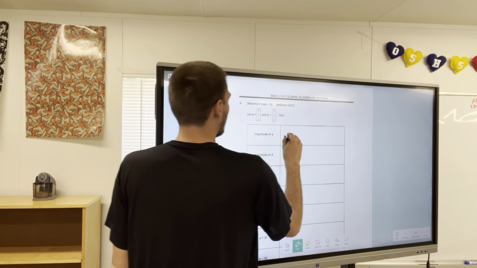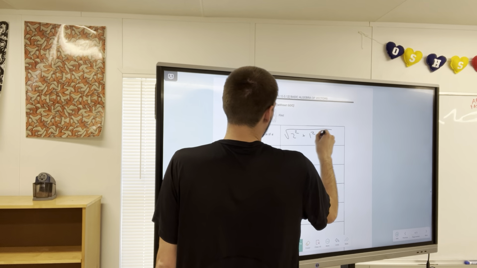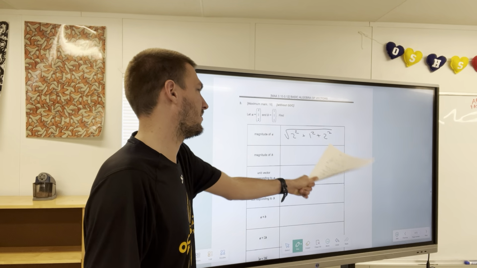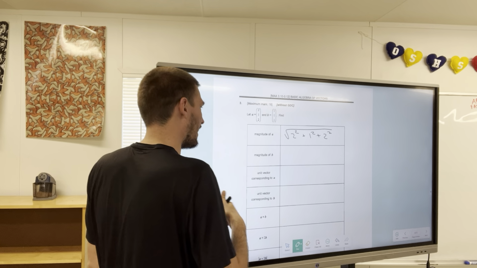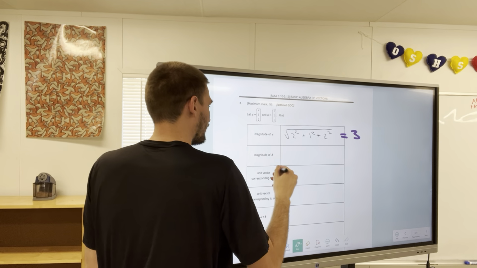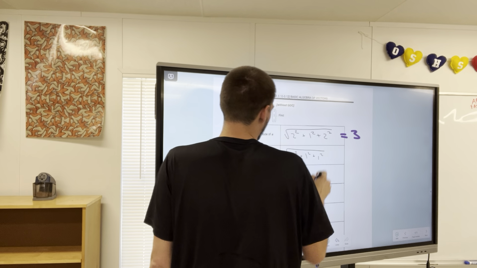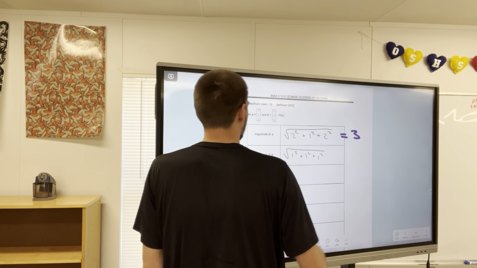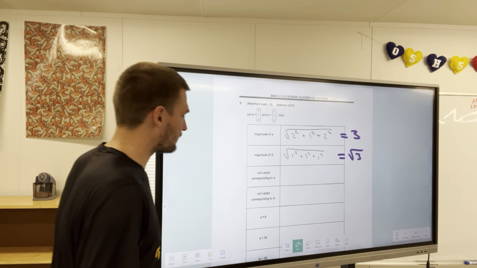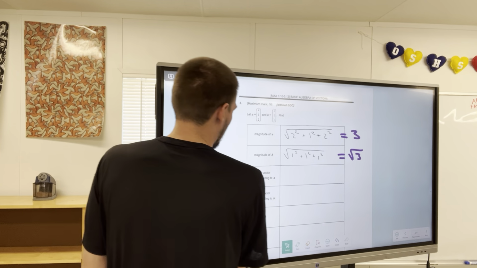The magnitude of A is going to be the square root of 2 squared plus 1 squared plus 2 squared. Just going to do all 3 of those. 4 plus 1 plus 4 makes 9. Square root of 9 makes 3. The magnitude of B, 1 squared plus 1 squared plus 1 squared. 1 plus 1 plus 1 makes 3. Square root of 3. Again, unit vectors. Let's hold on to that.